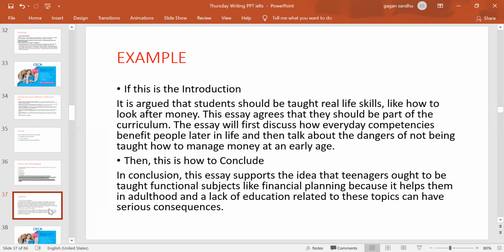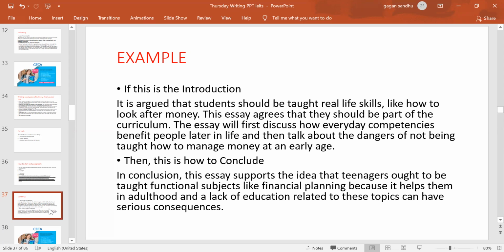And this is an example of how you can frame the conclusion from the introduction, right? So let's read it. Yes, anybody can read that for me. It is argued that students should be taught real life skills, like how to look after money. This essay agrees that they should be part of the curriculum. The essay will first discuss how everyday competencies benefit people later in life, and then talk about the dangers of not being taught how to manage money at an early age.